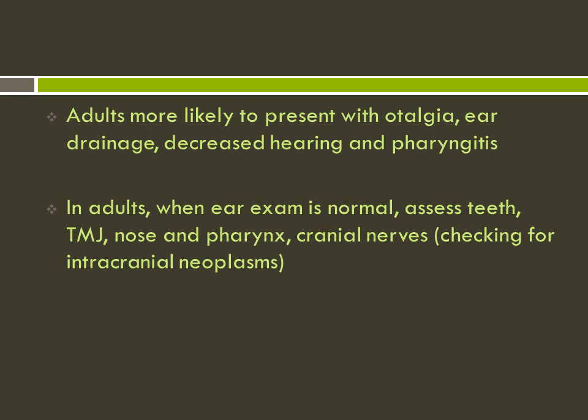Adults are more likely to present with ear pain and drainage and decreased hearing and pharyngitis. And when you do the exam on the adult patient and it's normal, then you need to think about assessing the teeth, looking at the temporomandibular joint, their nose, their pharynx, their cranial nerves, because these are some of the things that could be going on too, which are mimicking otitis.